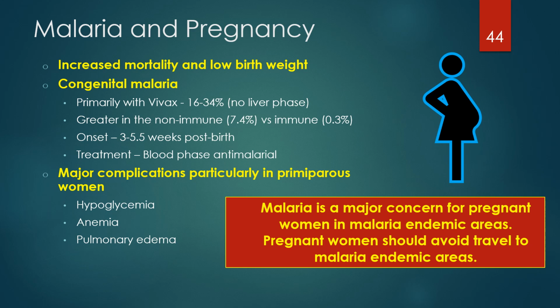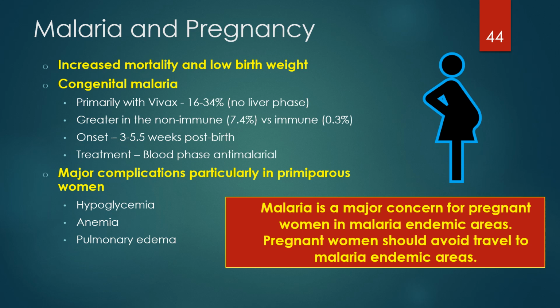Congenital malaria is more common in non-immune mothers who have a 7.4% chance of transmitting the infection to their baby versus immune mothers at 0.3%. The onset of symptoms in congenital malaria is approximately 3 to 5.5 weeks post-birth. Treatment would be with an appropriate blood phase antimalarial drug.